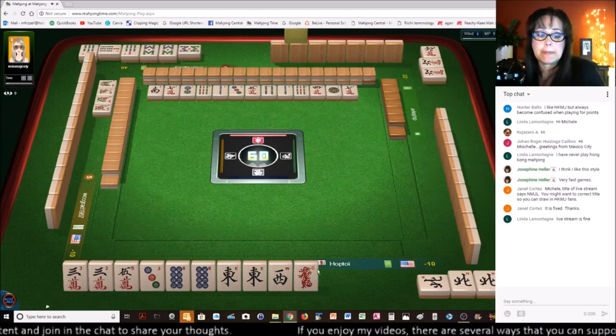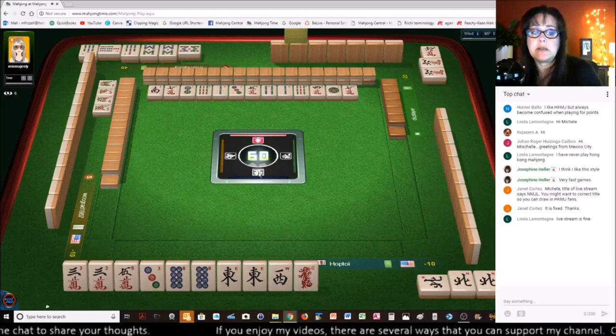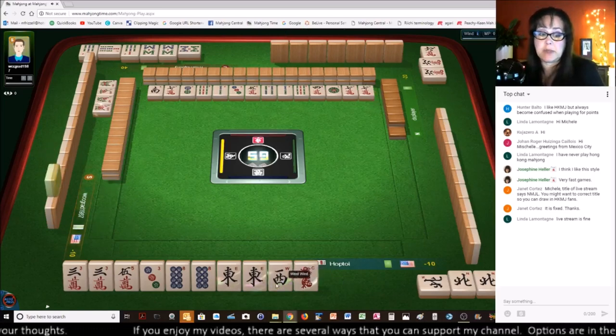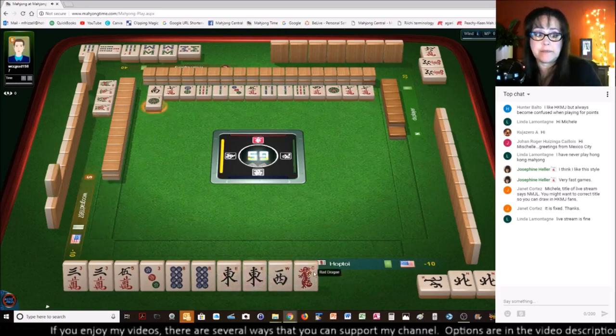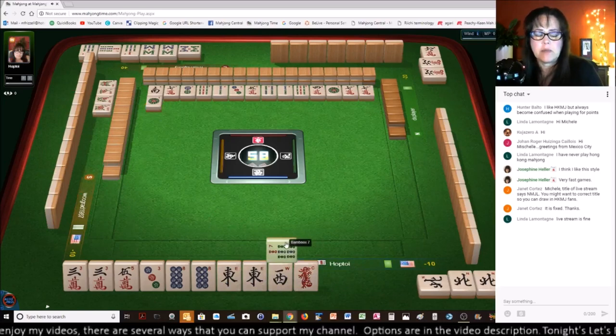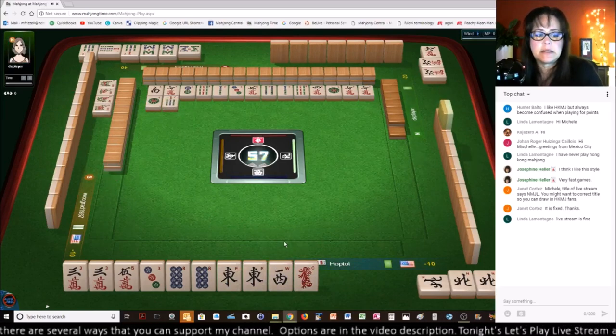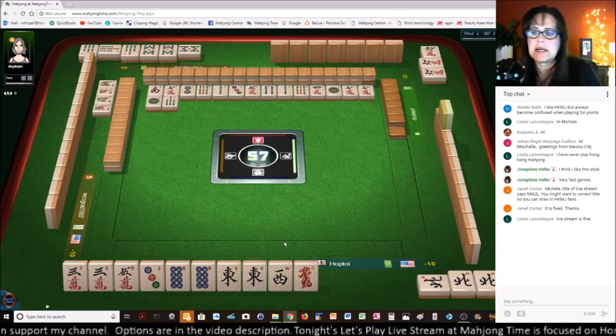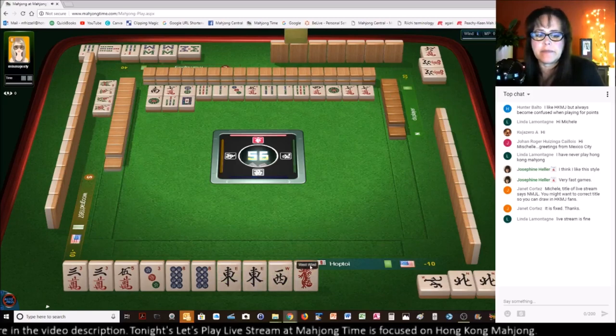7 characters. The west is our seat wind. We're in west seat. If you get a pung on your seat wind, you get score for that. Okay, we don't need that. 7 bamboos. The 5 crack. There's one 5 crack out and there's one 3 dot out. There are no wests out and there are no red dragons out.